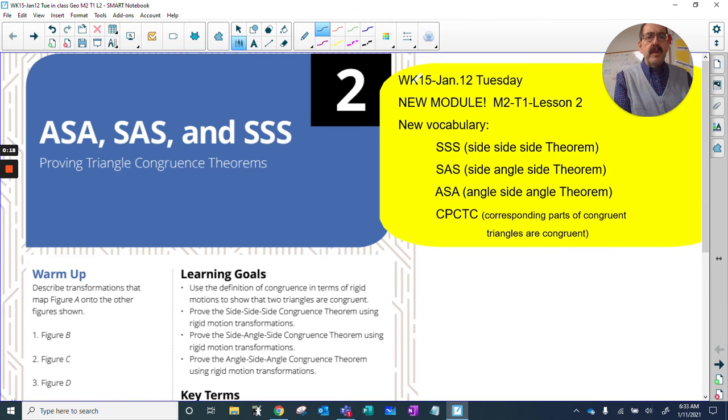Week 15, January 12th, Tuesday. New lesson this week. All these letters, SSS, SAS, ASA. What does all of this stuff mean? Theorems, things we can prove. The CPCTC: corresponding parts of congruent triangles are congruent. Okay, so this week we want to discuss things that correspond to each other, okay?